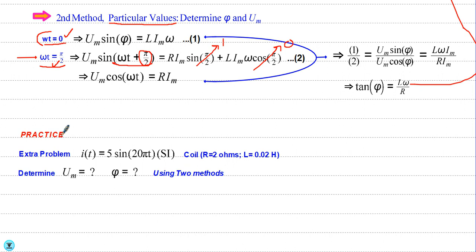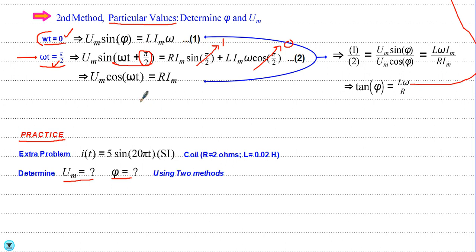Now for practice, please practice this problem. i of t is 5 sine 20 pi t in SI units. It is a coil in series. R is 2 ohms and L is 0.02 henry. We need to determine Um and phi using two methods. Do this, please. Have a nice day.